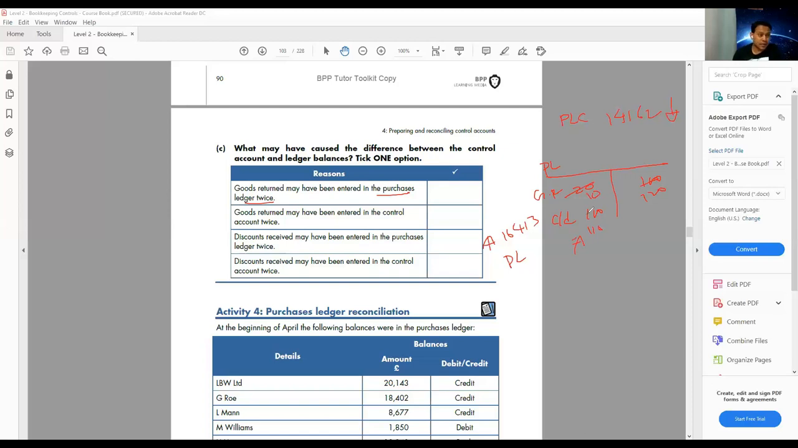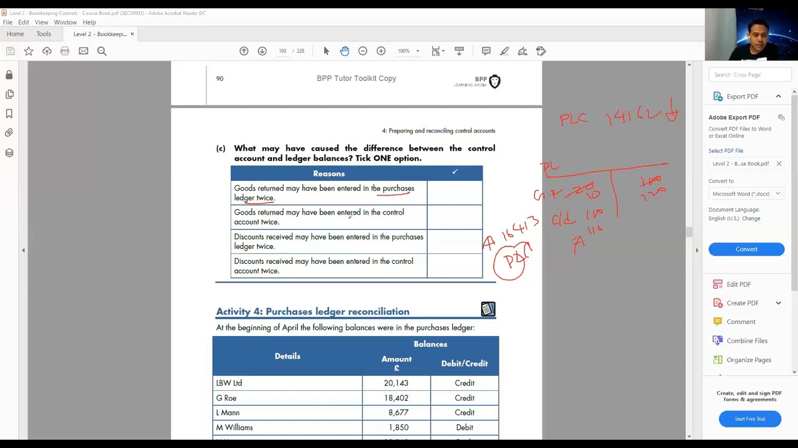So that cannot be the reason. Why? Because my purchase ledger figure is already up. So if I said this is the reason, because on the purchase ledger I have entered my goods return twice, and if I just remove one, my balance will go more up. I don't want to make it more up, because it's already up. I want to find a reason that will make it decrease. So let's talk about this one.